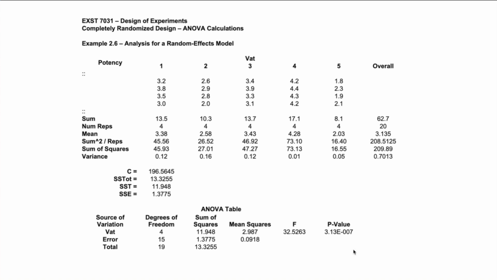So a very, very small p-value. This F statistic is very significant. All right, it's very large. The corresponding p-value is therefore very small, and so that tells us there is strong evidence against the null hypothesis that is being tested by this random effects CRD ANOVA.